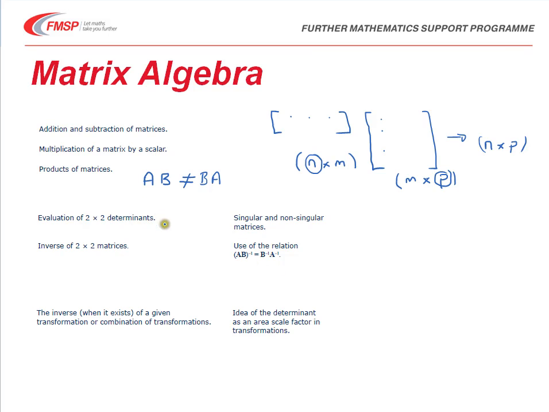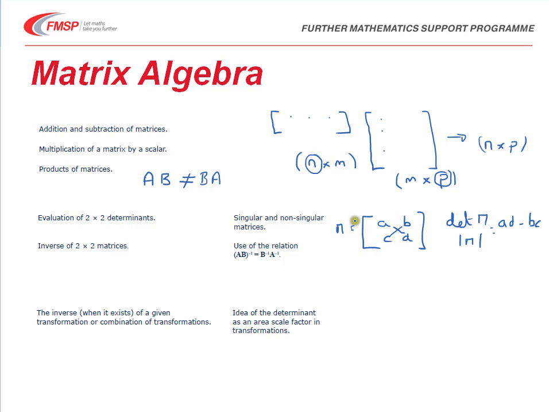Determinants of a matrix: you need to know that for a matrix (A, B, C, D), its determinant, either written as det M or mod M, is equal to AD minus BC.